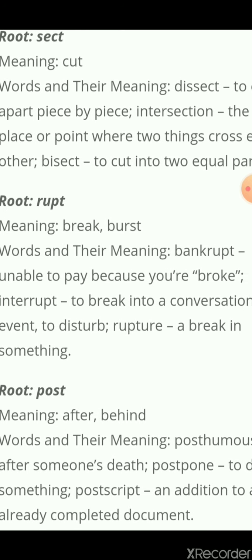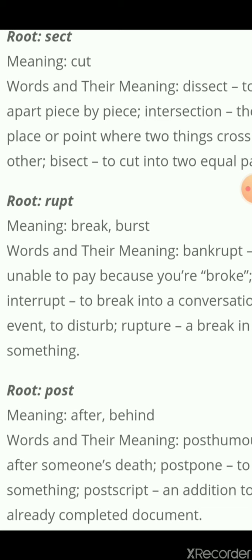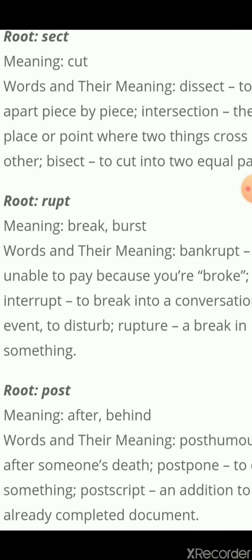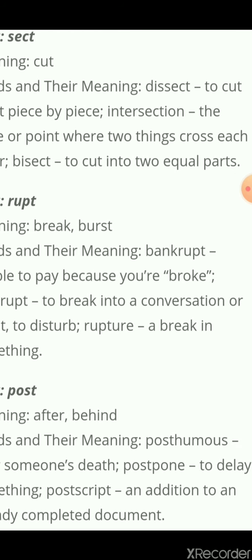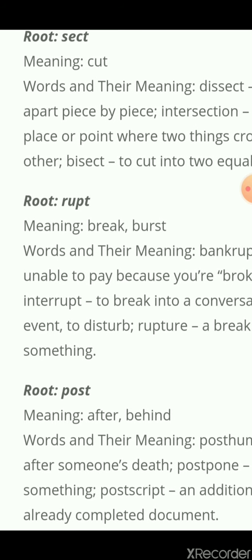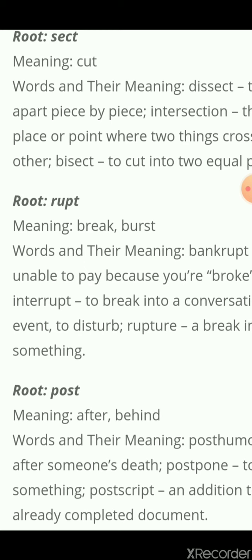Rupture, rupture or break in something. Okay, fracture, like that. So next we have root post, after, behind, so easy. Words and their meaning: posthumous, after someone's death. Postpone, to delay something. Postscript, an addition to an already completed document. Okay, so after and behind, whatever related to that. So post, something afterwards, not present, not old, something afterwards.